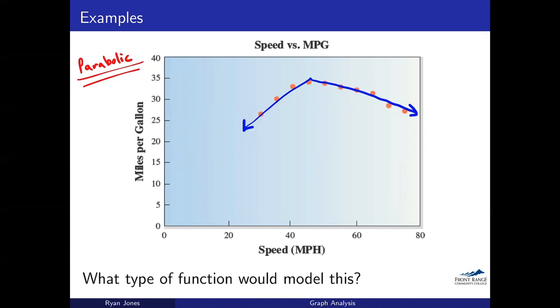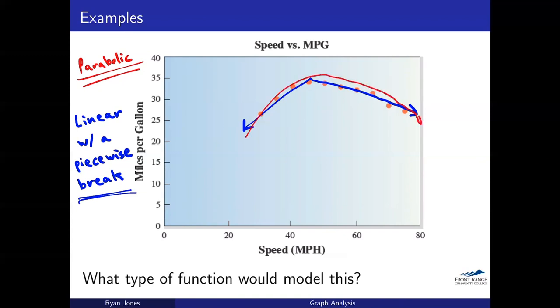And really, I could convince you of this, just because we don't have a whole lot of data. I could convince you that this is either parabolic or that it's linear, maybe with a piecewise break in it. And so you could be convinced of either thing here, whether you were to say, hey, this is parabolic in the red, or linear in that blue, but with a break there.